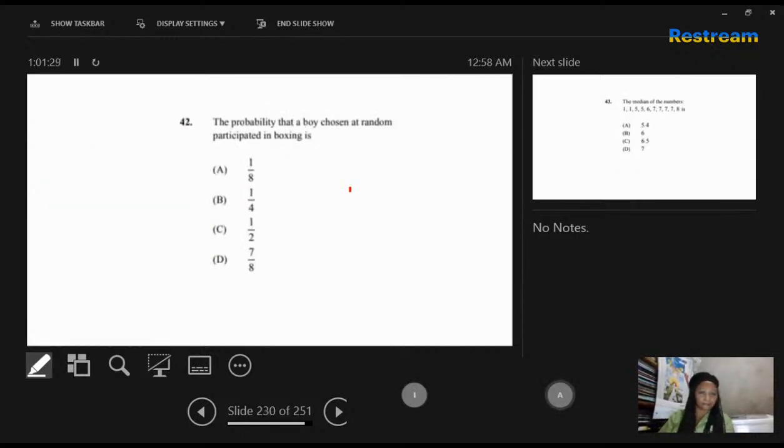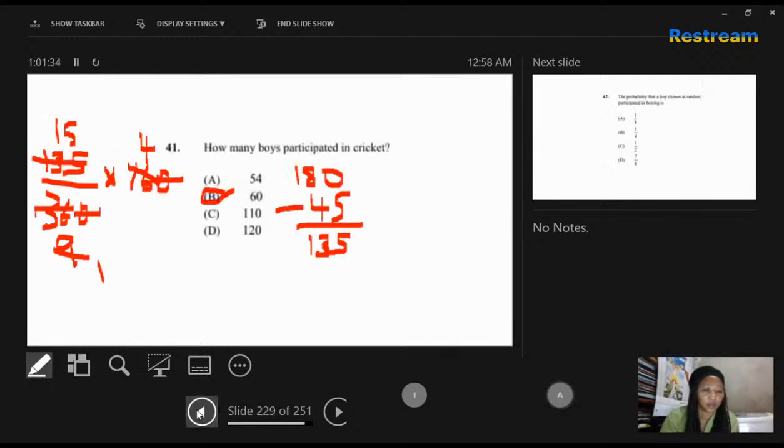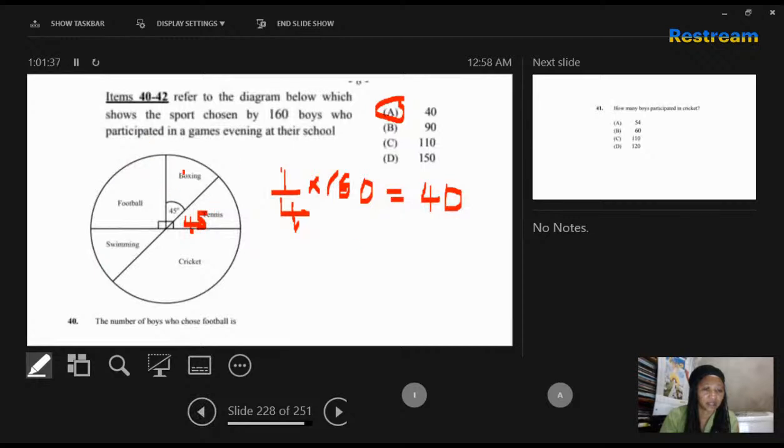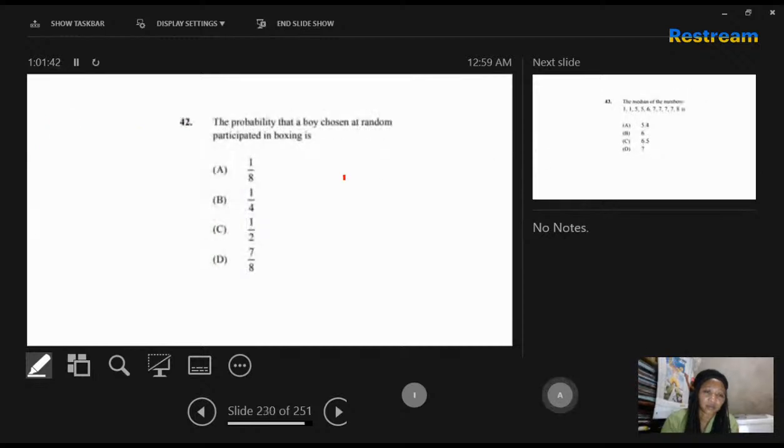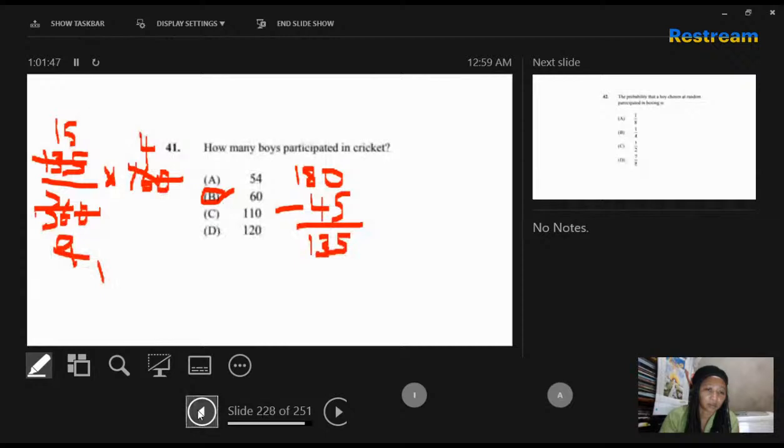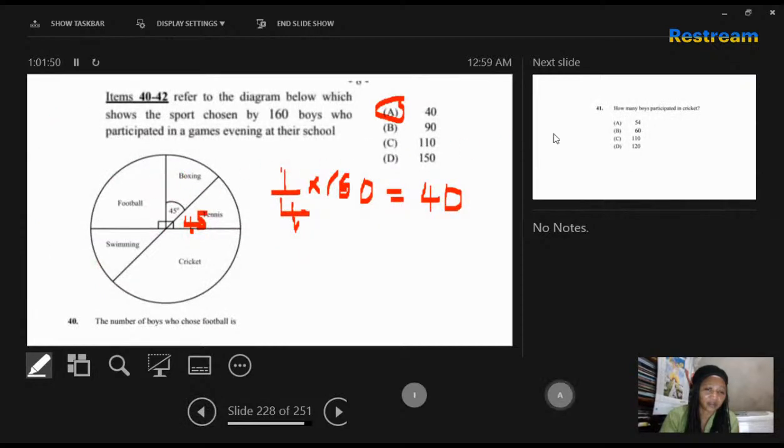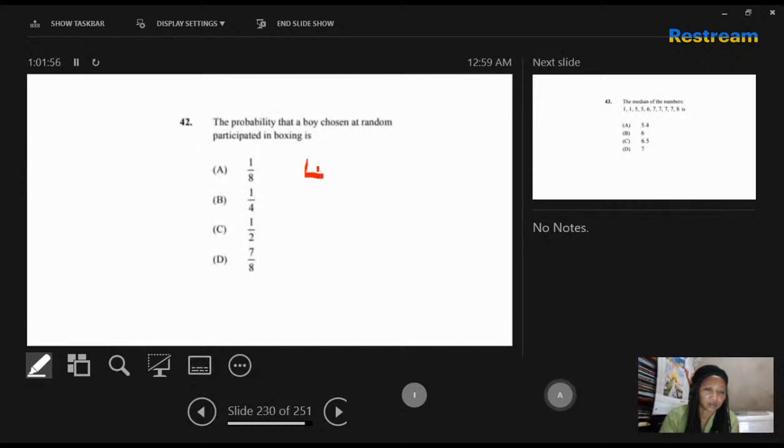Number 43. The probability that a boy chosen at random participates in boxing is. So boxing is 45 degrees. Wait, can I go back on boxing? So if football is 40, then that means that boxing must be 20, because 45 is half of 90.